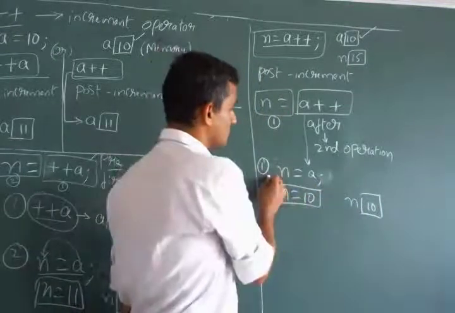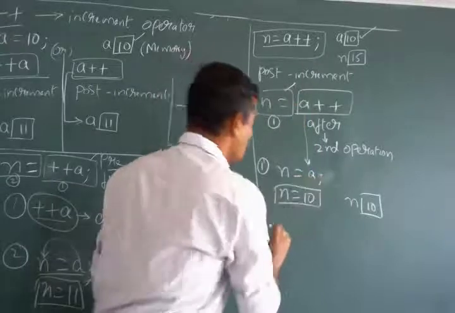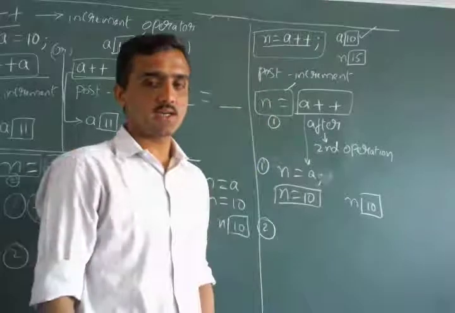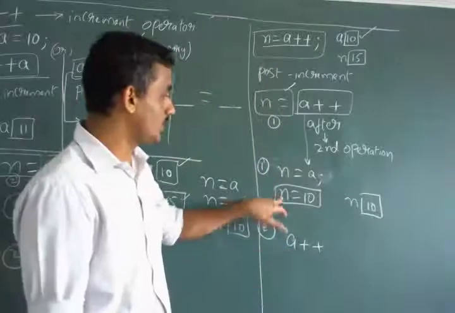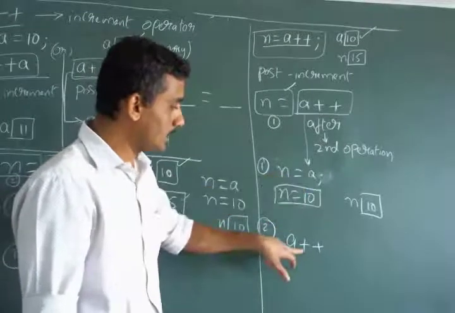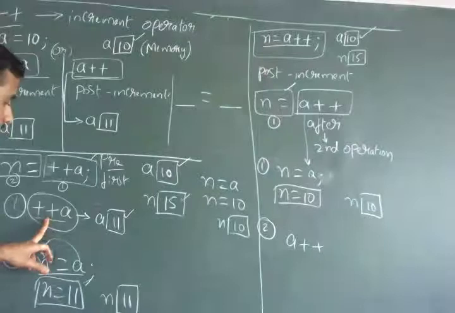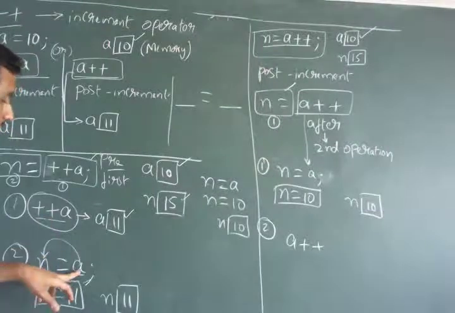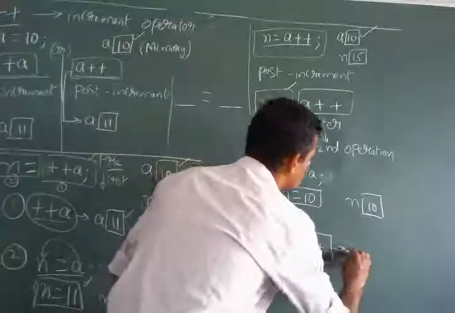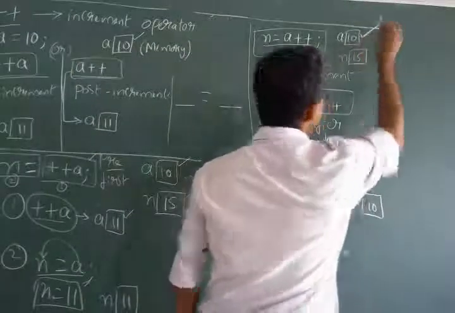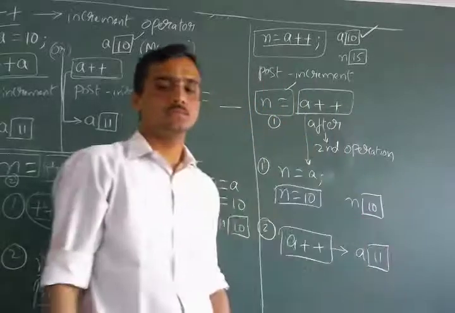Yes, it is correct. What is the first operation we have done? N equals to a. This is the first operation. Don't write plus plus. Now you will consider the second operation. So what is the second operation? A plus plus. Don't write n equals to. So when you are writing n equals to, write only a. When you are writing a plus plus, don't write n equals to. Here I have not written n equals to, and there I have written only a, no plus plus. So when you write a plus plus, the value of a is initially 10. Just increase by 1. A becomes 11. That's all.